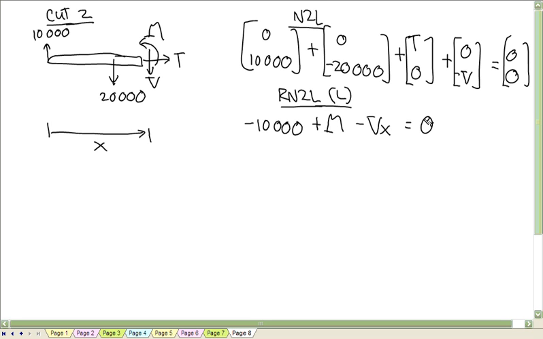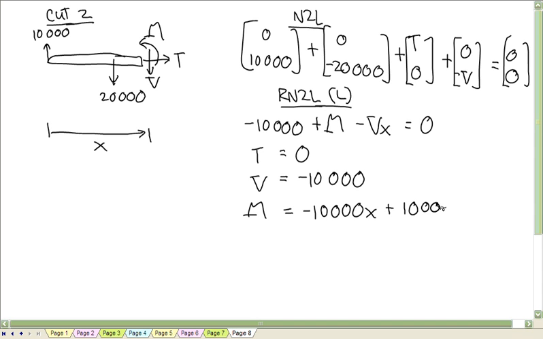Okay, so T is equal to 0. V is equal to negative 10,000. And the bending moment is equal to, let's see, negative 10,000x plus 10,000. It's positive Vx, but then V is negative.